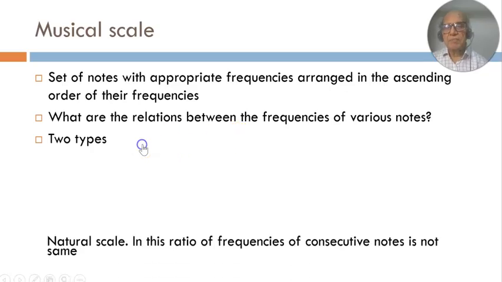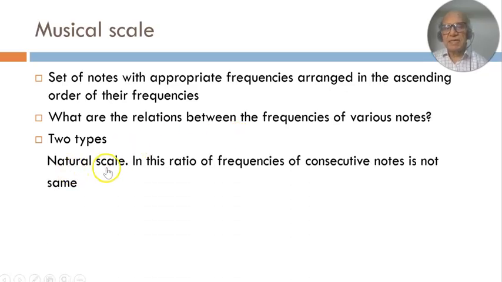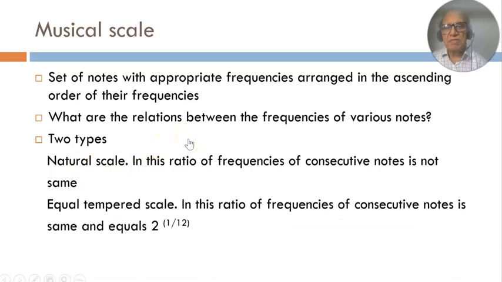There are two types. One is called a natural scale, but in this, the ratio of frequencies of consecutive notes is not the same. This we will discuss later. In today's session we are going to concentrate on a scale which is called an equally tempered scale. In this, the ratio of frequencies of consecutive notes is the same and equals 2 raised to 1 by 12.